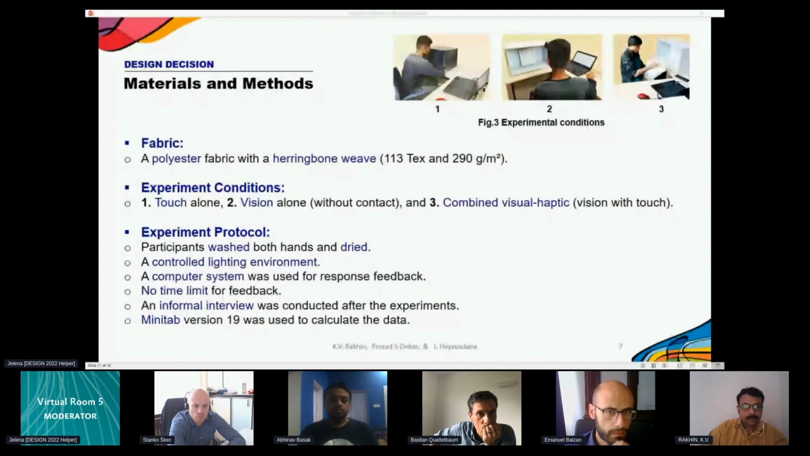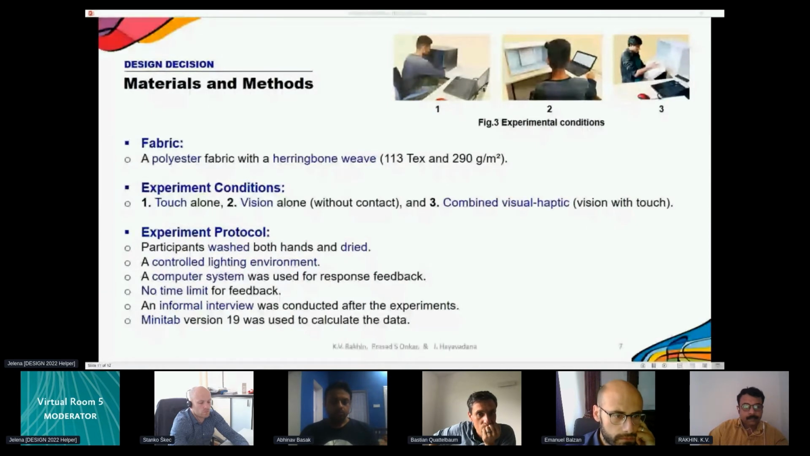The experimental room was set up with a controlled lighting environment. Response feedback was recorded in the computer. There was no time limit for feedback, and an informal interview was conducted. Minitab version 19 was used to calculate the responses.